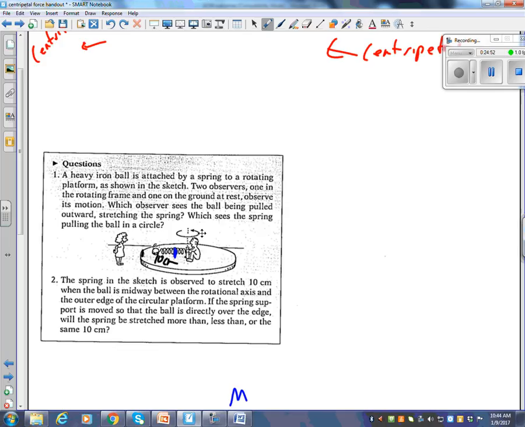The ball will have twice the linear speed at twice the distance from the rotational axis. The greater the speed, the greater the centripetal force, which will also be twice, and stretch the spring 20 centimeters.